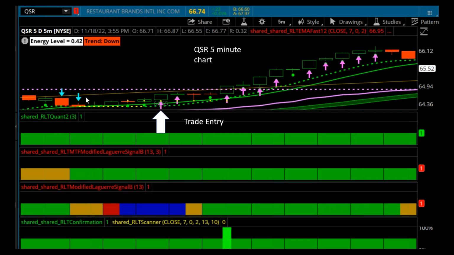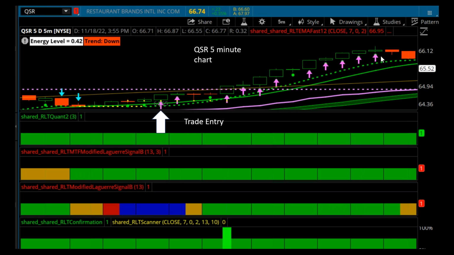This is a 5-minute chart right here. It's riding along the 15 EMA. It goes from red to blue, so it's bullish. I look for this pop symbol right here as the stock breaks out of compression. I take it right here. That's my trade entry, and I just ride it right up until it starts to show some weakness again.